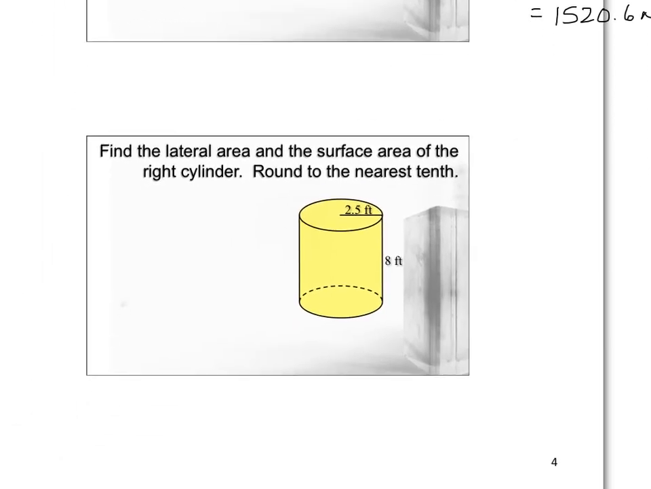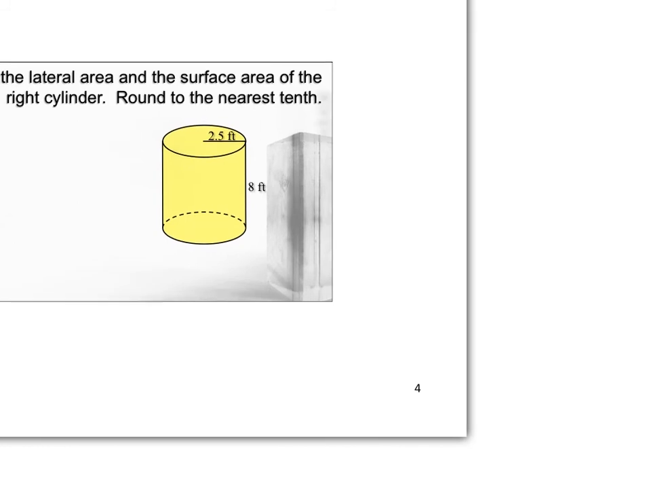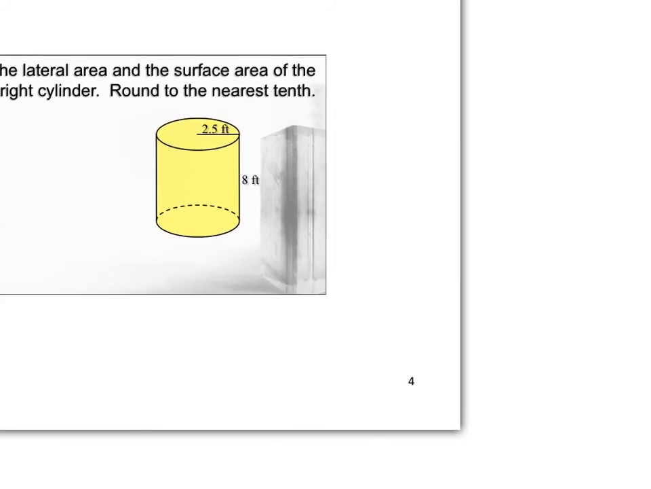Okay, let's take a look now at the second example. Find the lateral area and surface area of the right cylinder. Round it to the nearest tenth. So we've got 2.5 feet for a radius. The cylinder is 8 feet tall. So again, finding my lateral area and surface area. What I would do if I were you is hit pause and then calculate what you think it is. Come back and check your answer.